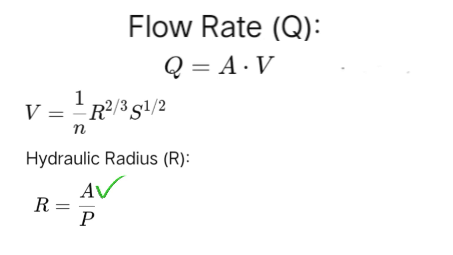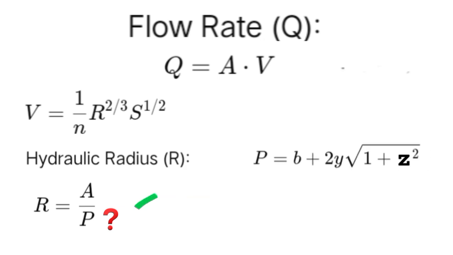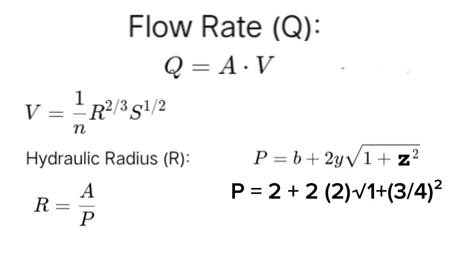Given the area, we also need to find our perimeter first. In solving the perimeter, we're going to use the equation P is equal to b plus 2y square root of 1 plus z squared, where b is the base width, y is the depth of flow, and z is the side slope ratio. Plugging in the values, we have P equal to 2 plus 2 multiplied by 2 and the square root of 1 plus 3/4 squared. In solving this, we will arrive at the answer 7 meters. So our P now is equal to 7.